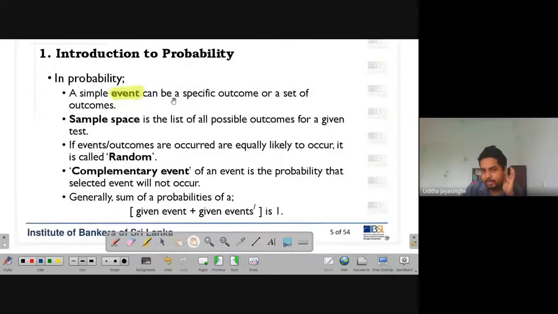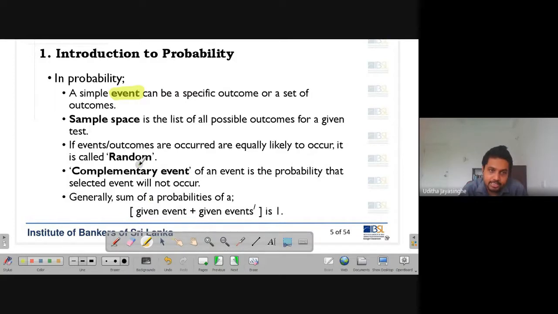An event could be a specific outcome, something like getting heads on a coin or a number 6 on a dice, or a set of outcomes. What do you mean by a set of outcomes? In a dice example, you getting an odd number or an even number. Likewise, there could be more than one: 1, 3, and 5 could be one particular set, and 2, 4, and 6 could be another. So it could be one outcome or a set of outcomes happening in probabilistic terms. That's the very first definition.